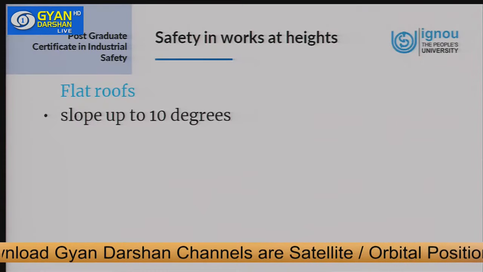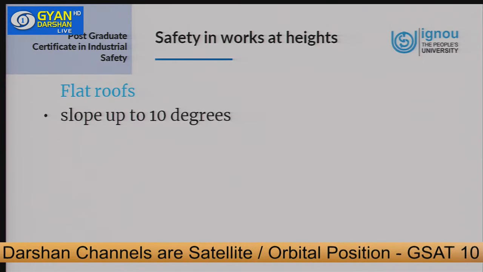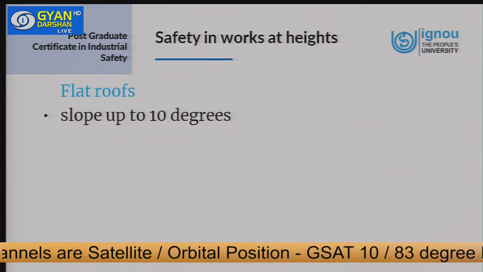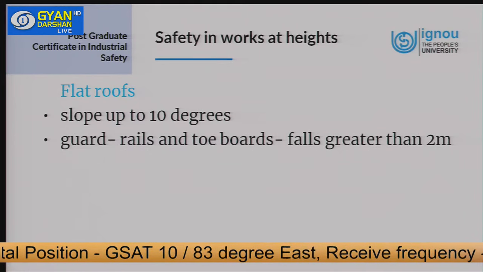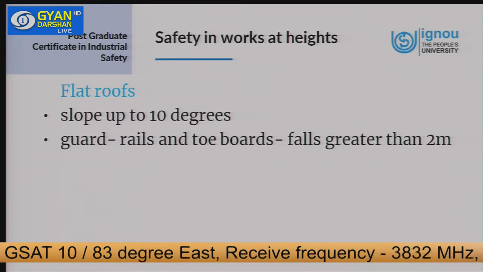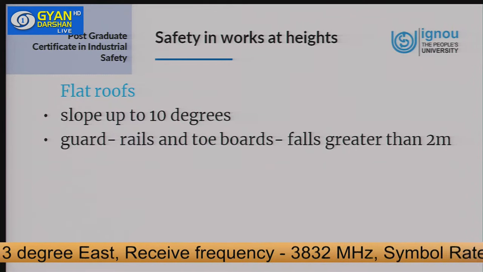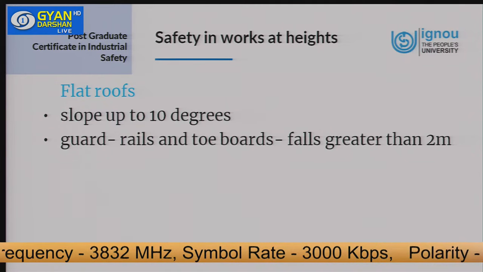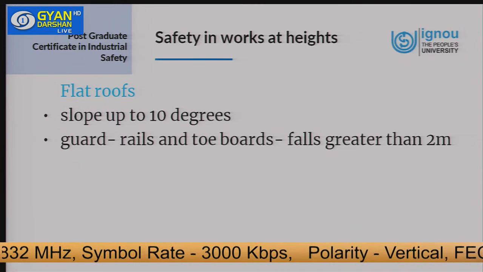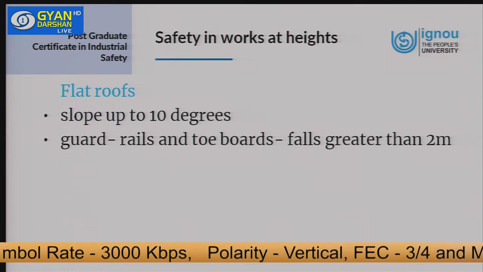Flat roofs are defined to be roofs which have a slope which is less than 10 degrees. The main mechanism that we use in flat roofs is to have guardrails and toeboards, and wherever there is a risk of falls of greater than 2 meters, we need to provide toeboards and guardrails.